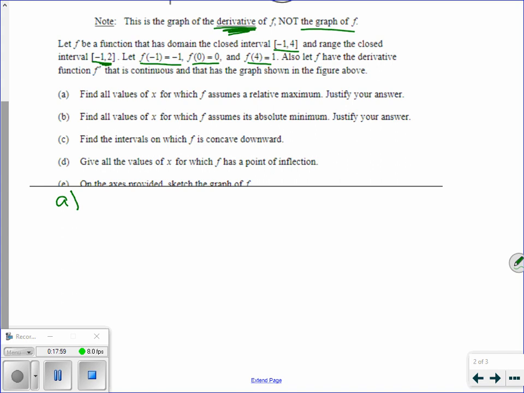Part A says, find all values of x for which f assumes a relative maximum. Justify your answer. I teach it this way, we always start with the justification. It helps guide my process. It helps me figure out what I'm trying to find. So, by definition, when does f have a relative maximum? I always literally repeat this. I'm just trying to get you in good habits of how to get these questions right. Say, f has a relative maximum when what?